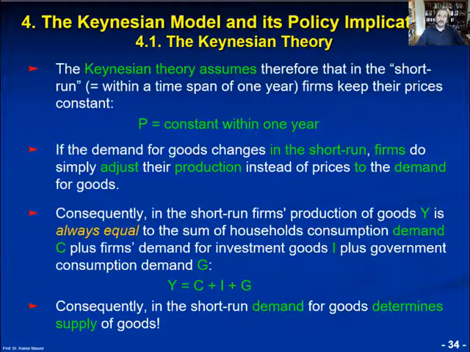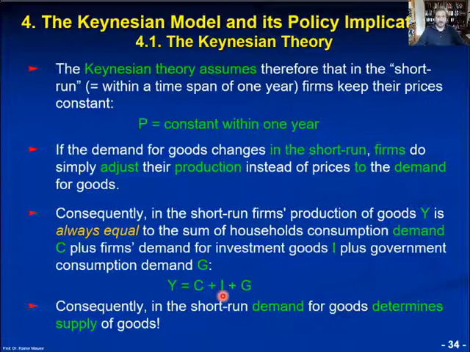This means that in the Keynesian world, under the assumption of fixed prices, Say's theorem does not hold any longer. Now, the demand for goods determines the supply of goods and therefore household income, and not vice versa. This contrary law to Say's theorem is called Keynes' theorem.